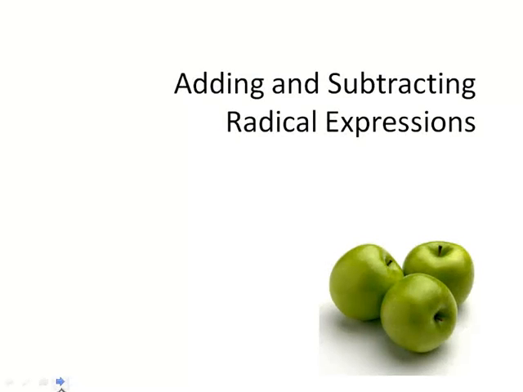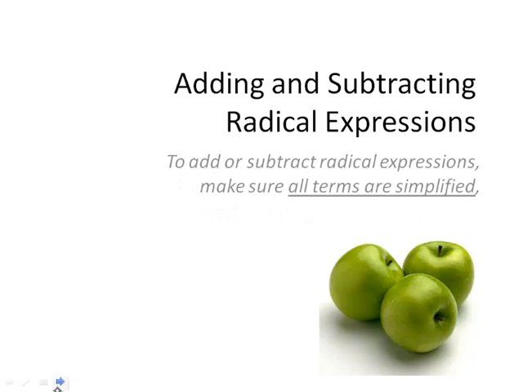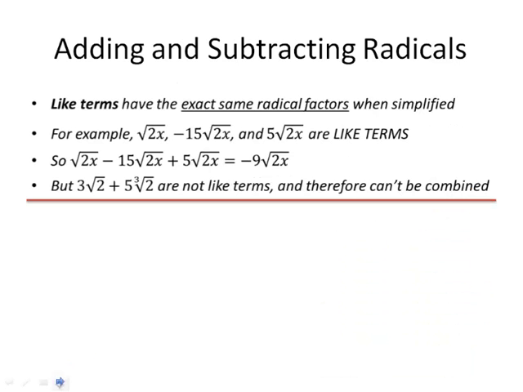This lesson is on adding and subtracting radical expressions. Doing this is actually the same thing as gathering like terms once the terms are simplified. So we need to simplify the radicals and gather our like terms. Remember, like terms have the exact same endings. In this case, they'll have the same radical factors when simplified.